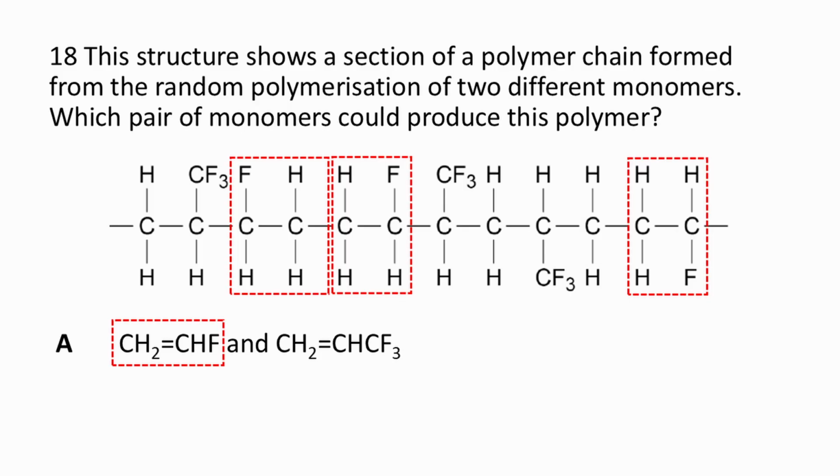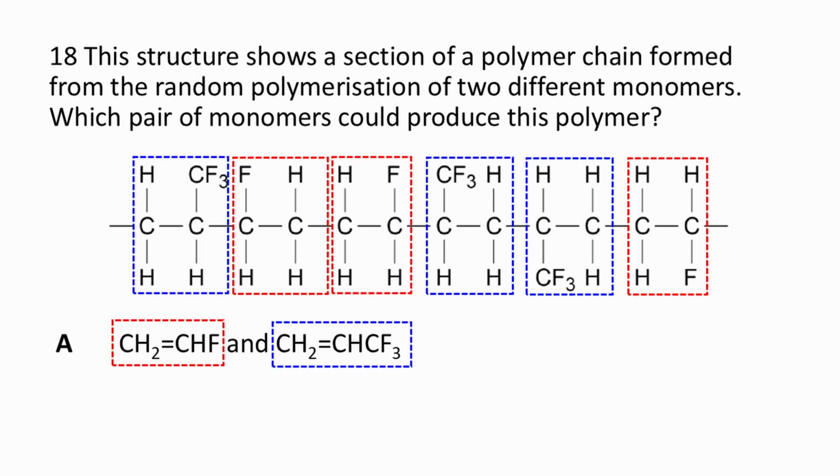First of all, if we take the monomer in option A, CH2CHF, I have drawn a red dotted rectangle around the sections of the polymer that could come from the monomer CH2CHF. Next, I have drawn a blue rectangle around the sections of the polymer that could come from the other monomer CH2CHCF3. We can see that all sections of the polymer have been accounted for, but let's check the other options.